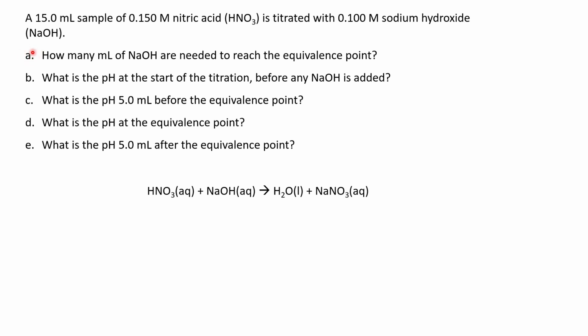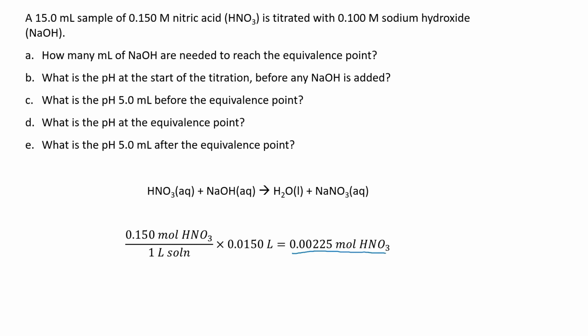Now we're ready to figure out our calculation for A. How many milliliters of sodium hydroxide are needed to reach the equivalence point? Well, we're going to do stoichiometry here, right? So we need to get to moles, which we do not have at the moment. We have concentration and we have volume. So how many moles of nitric acid am I starting with that need to be neutralized or reacted with? All I need to do is take my concentration of nitric acid and multiply it by how many liters of solution I have. Notice I did change this to liters. The original problem gave me 15 milliliters, but again, simple conversion, you just move the decimal 3 places to the left. So I am starting with 0.00225 moles of nitric acid.